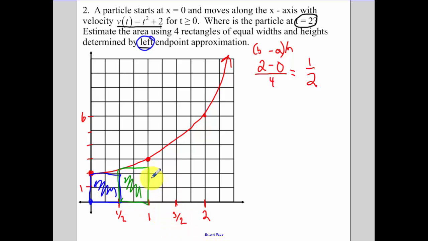The next one, between 1 and 3/2, you go to the left endpoint, go up. There's your next rectangle that we're going to find the area of. And then the last one I'll draw in red. Between 3/2 and 2, the left endpoint, you go up to figure out what your height is, and over, draw in your rectangle. So now it's just a matter of finding the area of each one of those. The width for each one is 1/2.